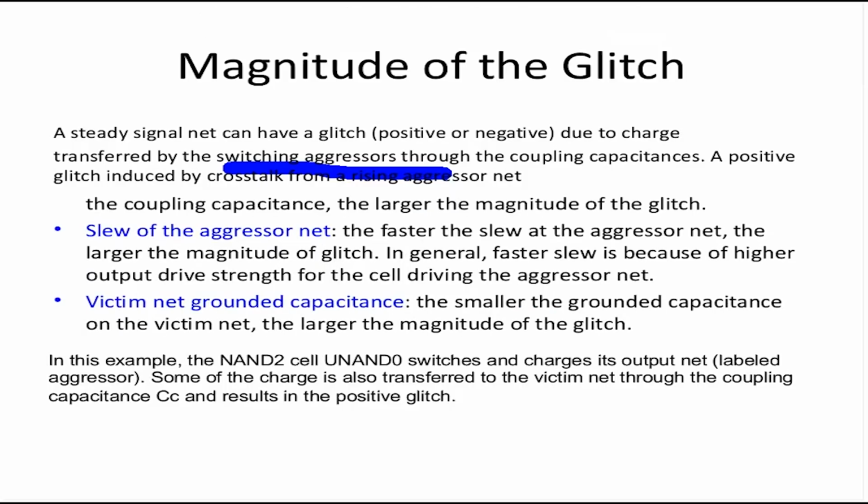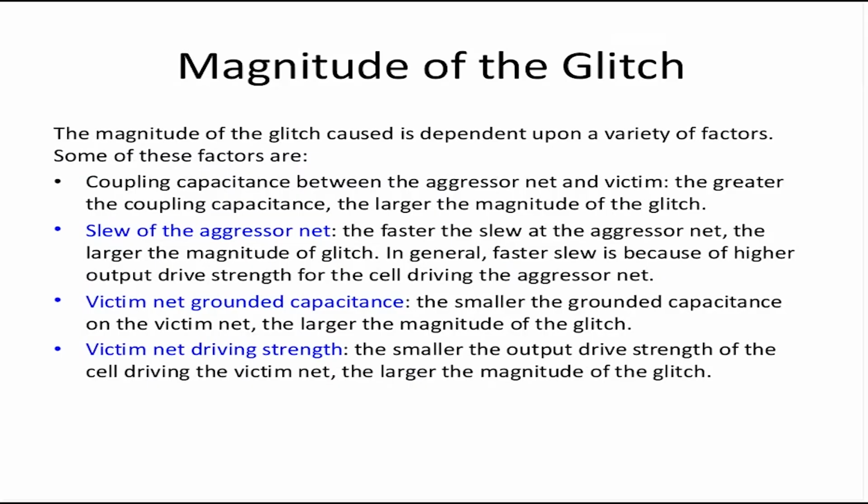Right? Now, what is one thing that is most important is the magnitude of the glitch. Now, the magnitude of the glitch is how big is the glitch? Is it big enough to cause a logical failure, or is it small enough? This is a very important factor in the consideration, because it will enable the PrimeTime tool to check whether the noise is below or above the noise margin of the affected cell. Now, it is dependent on a variety of factors.